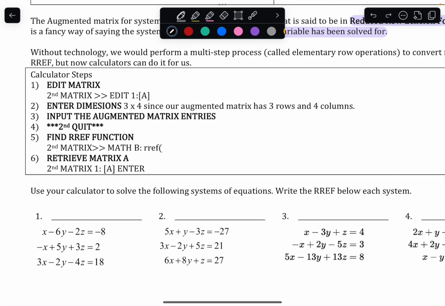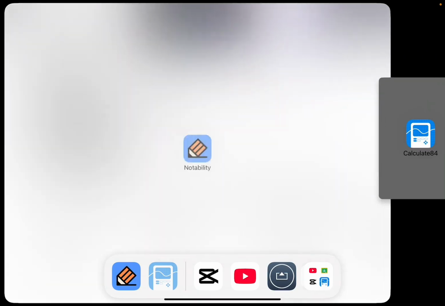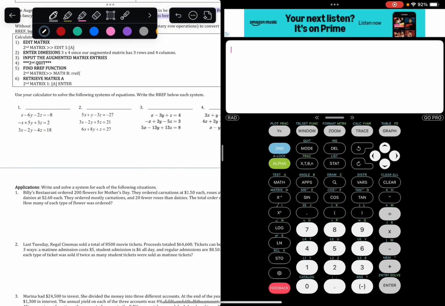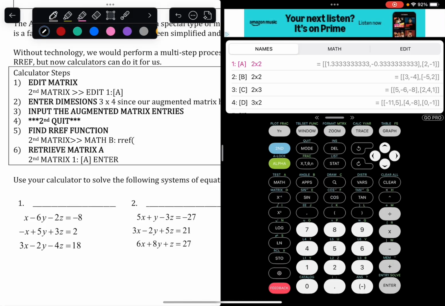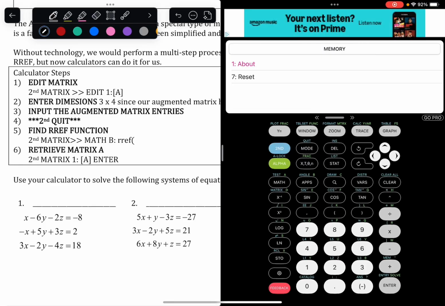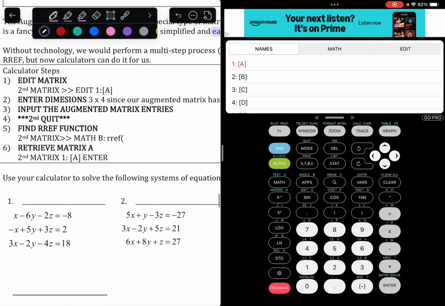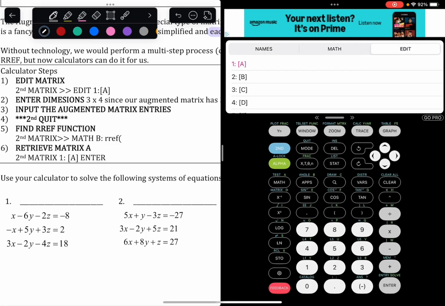And I'm going to try to show on the calculator app. I'm sure it's kind of similar to what your calculator looks like. And so your first step is to go to second matrix. Second is the blue button, and then matrix is right below math. Second matrix. Okay, and then you're going to go over to edit. And it looks like I have some stuff, so I'm going to clear my memory. Second plus 7, 1, 2. Okay, so second matrix. And then your first step is to edit. You're going to go all the way to the right where it says edit, and then just choose option 1 for matrix A.